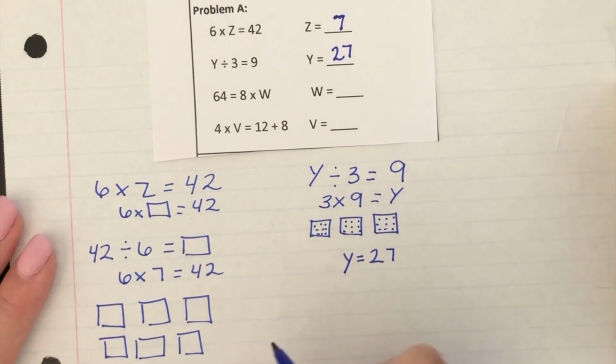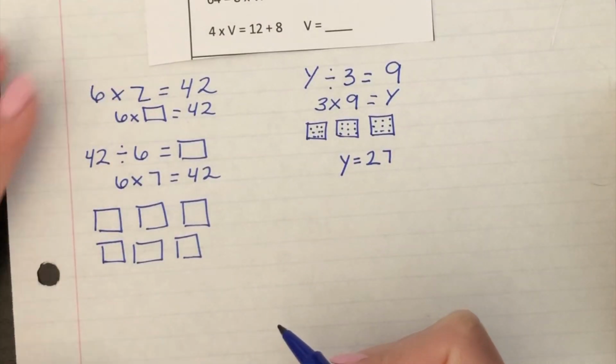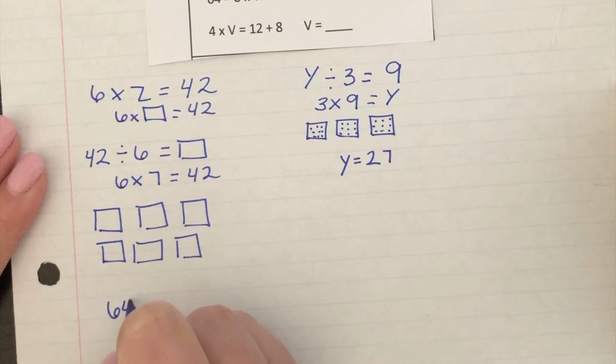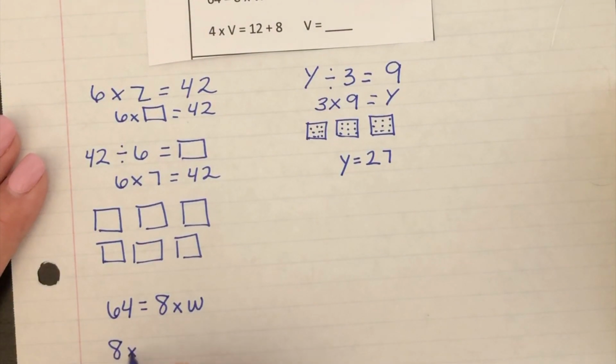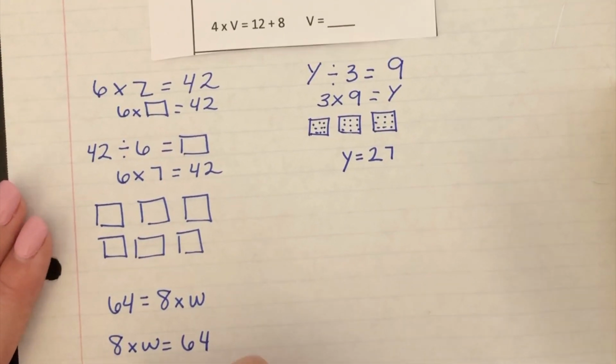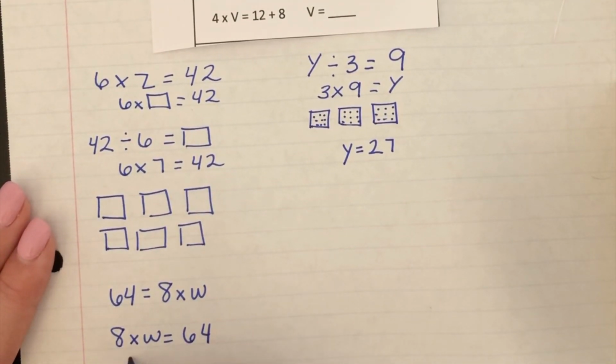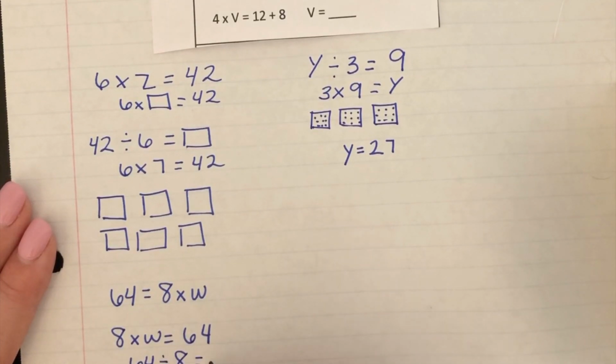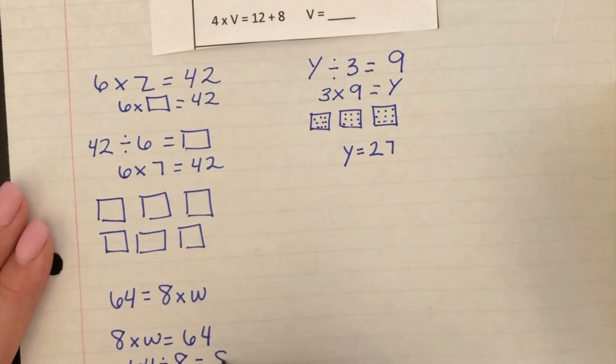The next one, 64 equals 8 times W. I like to rewrite that as 8 times W equals 64. I know that the opposite of multiplication is division, so 64 divided by 8 equals 8.